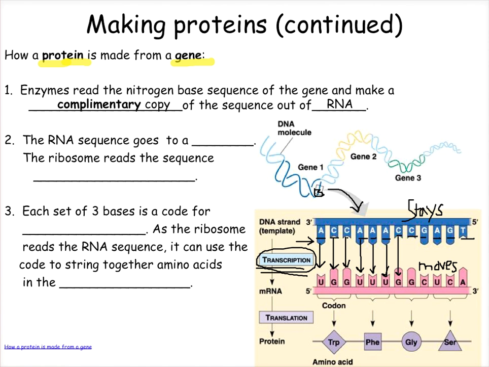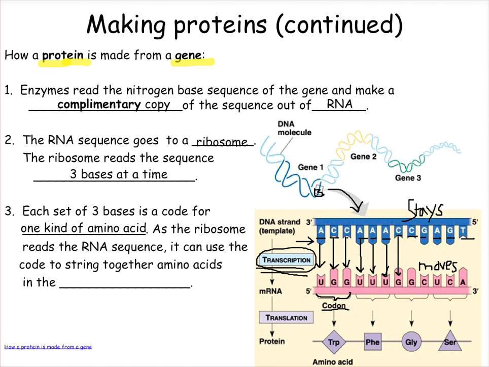So the next thing that happens is the RNA sequence that moves out of the nucleus goes to a ribosome, and that ribosome will begin reading the RNA sequence 3 bases at a time, or in other words, in codons. So that's what is illustrated here. These 3 bases would be considered one codon, and the ribosome reads the whole strand in sets of 3s. So, each set of 3 bases is going to be a code for one kind of amino acid.